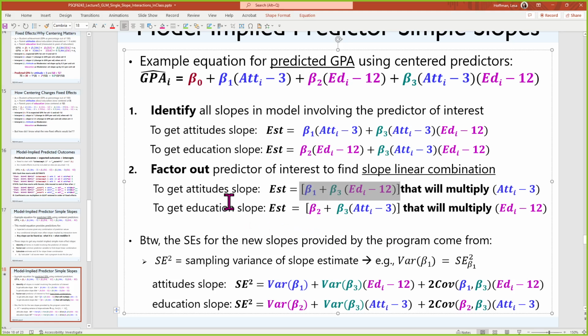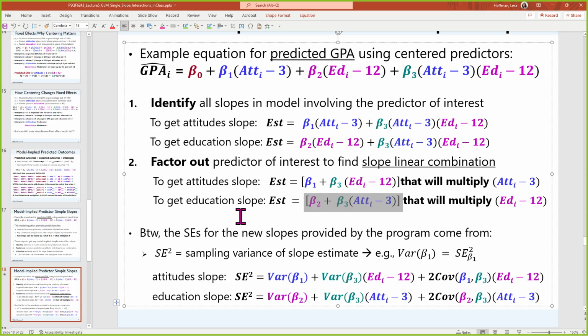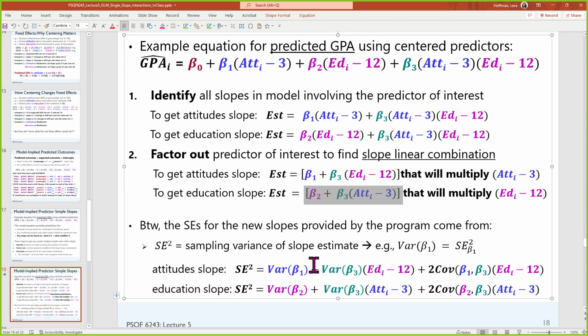Likewise, if I want to go the other way, I start with this combination, I factor out education, and what's left are the ingredients to get the education slope for anyone as a function of their attitudes. And if I wanted to compute the correct standard errors for these linear combinations, here's how I would do it. A much easier way to do it, of course, is to ask the software to do it for you. It will get it right. But it is technically possible to do this by hand if you wanted to.